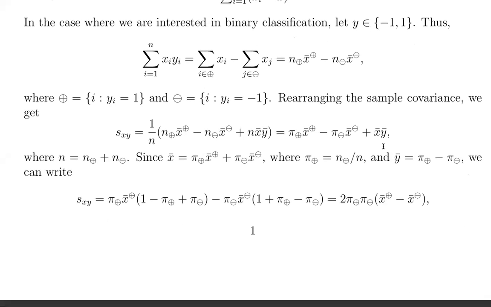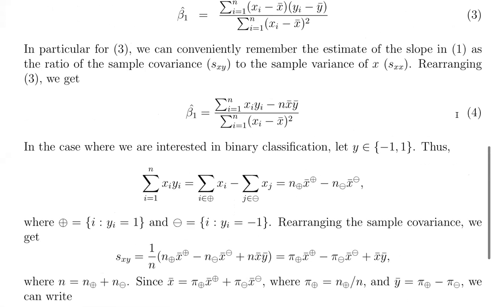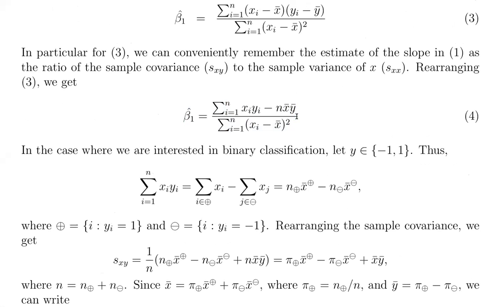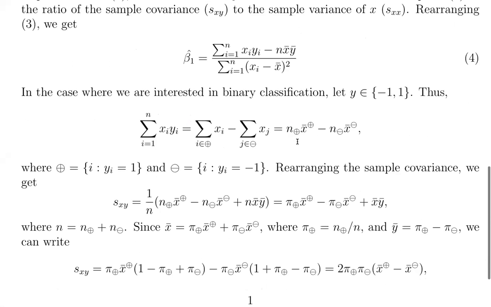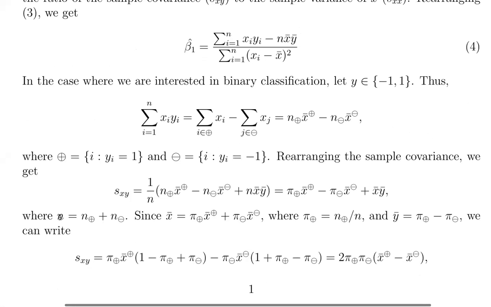Similarly, you can rearrange the sample covariance, which is this guy here, the numerator. So this one you fill in the details. You rearrange it, you will get something like this, and your n is your total sample size, which is made up of the sample size of those objects in the positive class and those in the negative class.